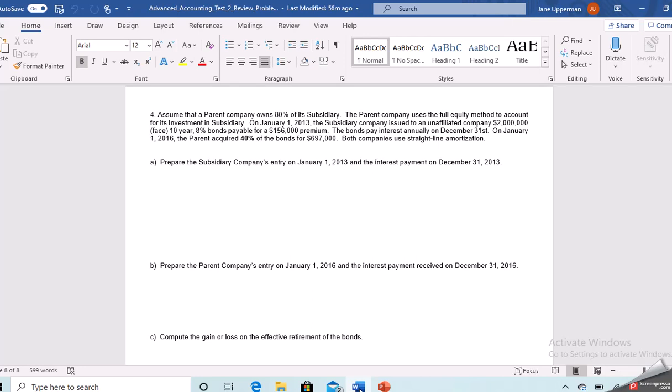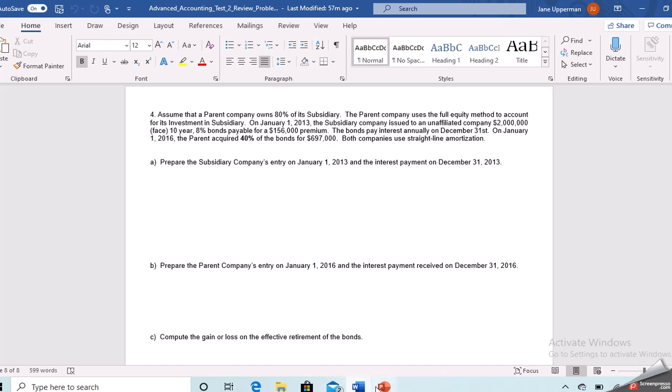So we have a parent that owns 80% of the sub, and the parent uses the full equity method to account for its investment. On January 1st, 2013, the subsidiary company issued to an unaffiliated company $2 million of 10-year 8% bonds with a $156,000 premium. The bonds pay interest annually on December 31st, and on January 1st of 2016, the parent acquired 40% of those bonds for $697,000. So again, they didn't get them all, they just got 40%.